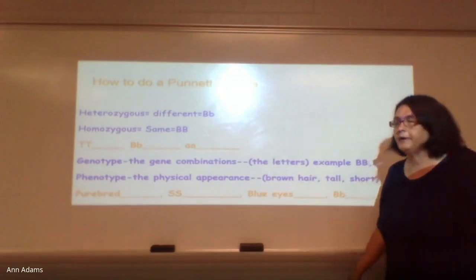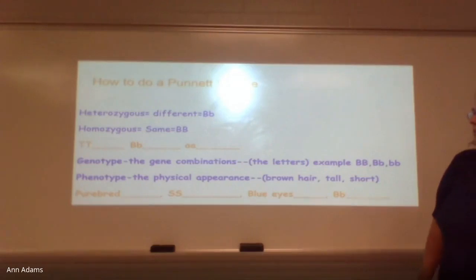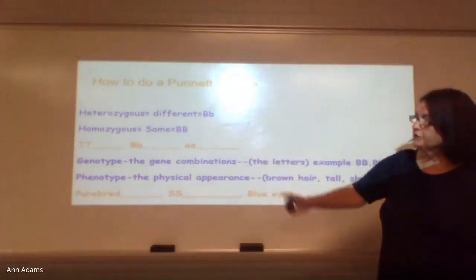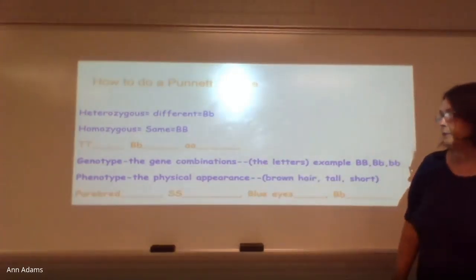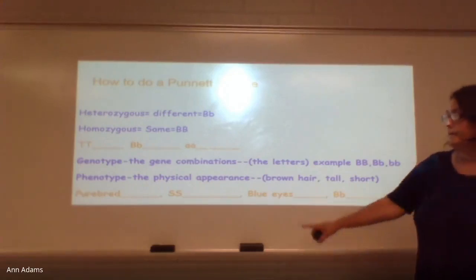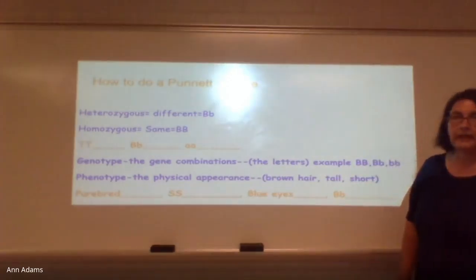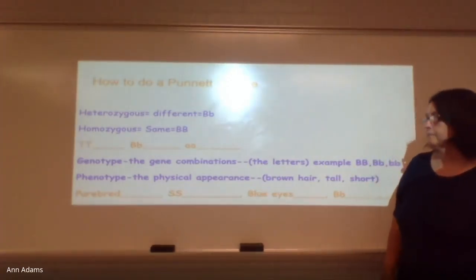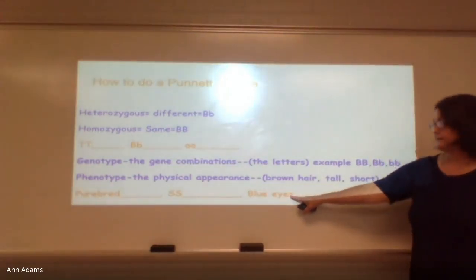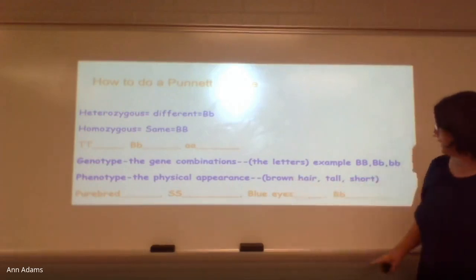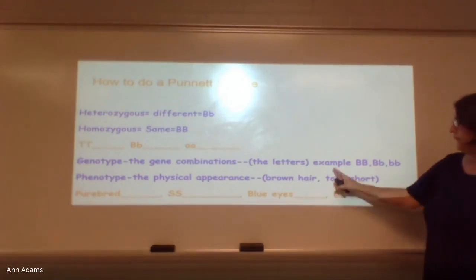Phenotype is the physical appearance. That's like our brown hair, our tall, our short, okay? If I ask you to give me the genotype or the phenotype for purebred, what would you give me? That would be genotype. If it was that SS, is that a genotype or a phenotype? That's going to be a genotype. What about blue eyes? That's a phenotype. Big B, little b, right, that's a genotype.